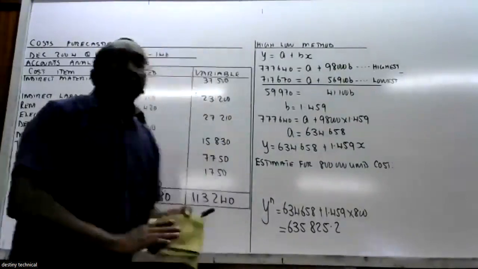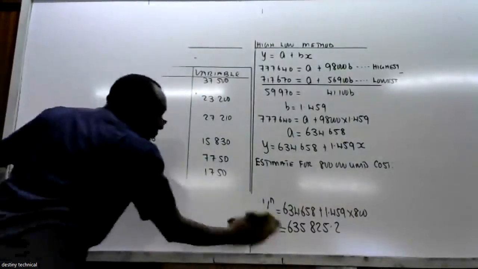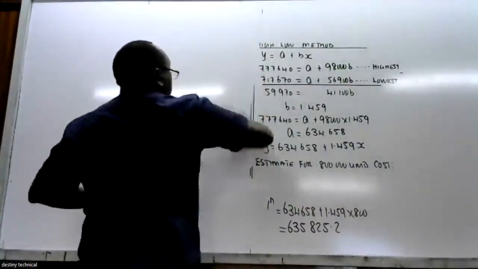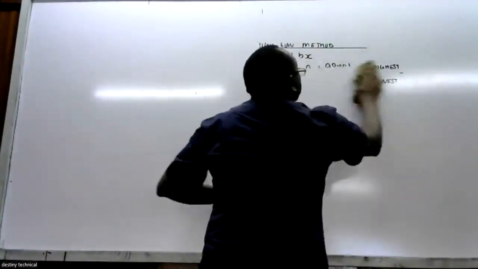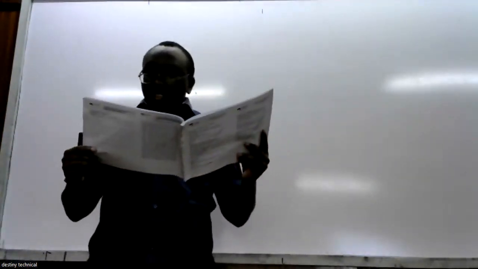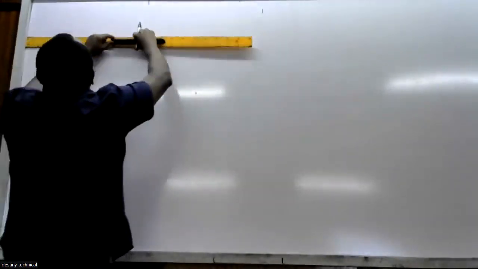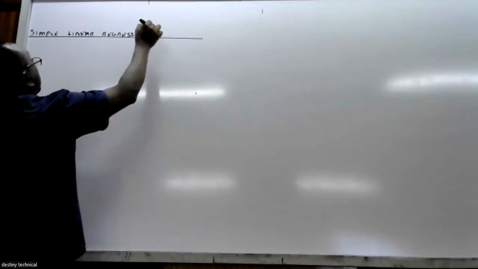Part C of this question. It says, using the simple linear regression, estimate the cost of 800,000 units. So, simple linear regression method.